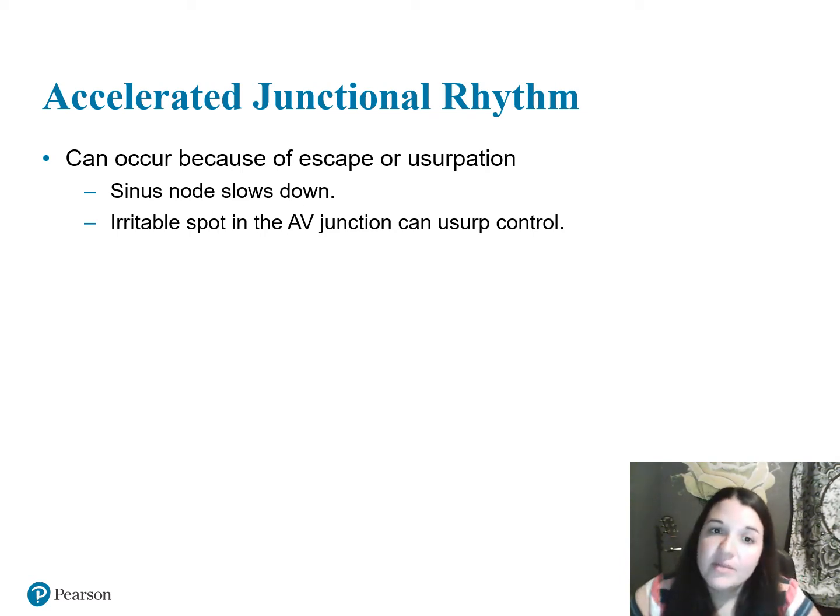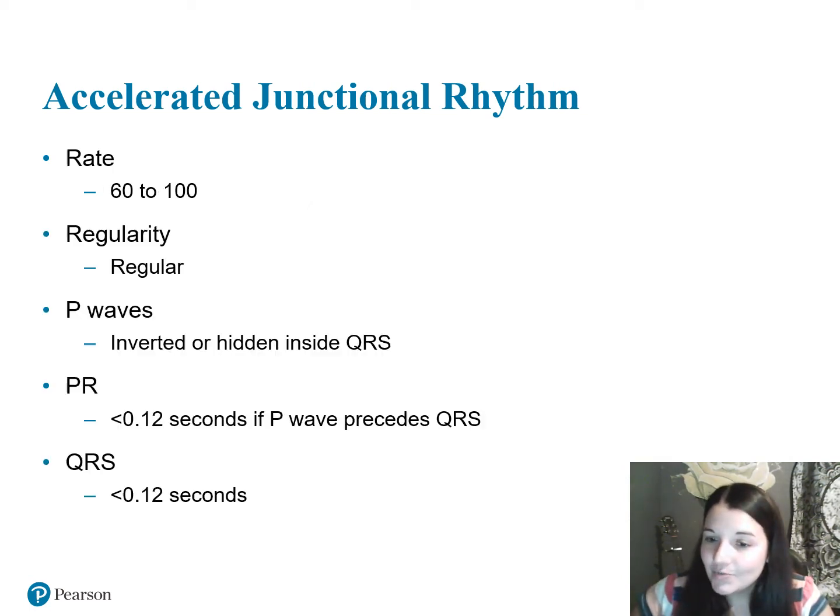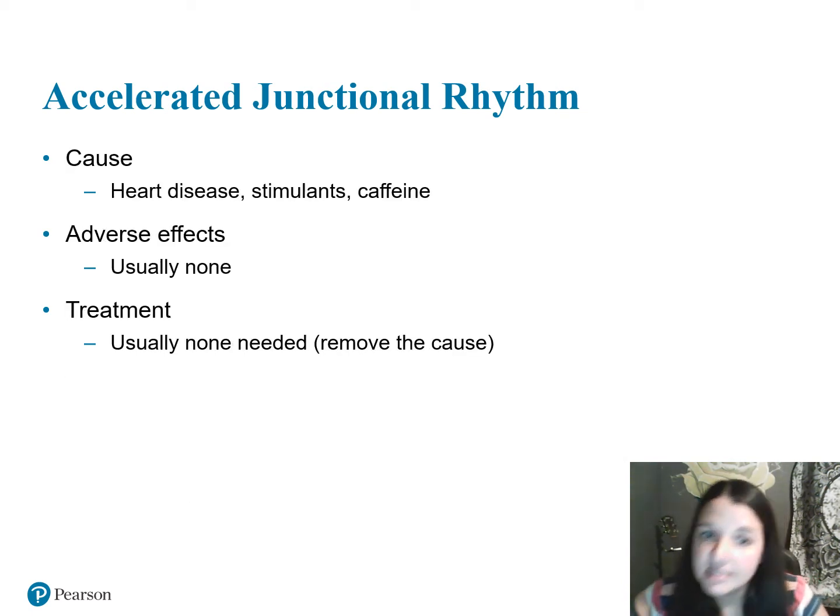rhythm. Remember that my junctional rhythms are only 40 to 60 beats per minute. So if it's a junctional bradycardia, my rate is going to be less than 40 beats per minute. But if it's a junctional rhythm, my rate is going to be between 40 to 60 beats per minute. So if I have an accelerated junctional rhythm, we can assume my rate is going to be more than 60, and in this case, 60 to 100. It's going to be regular, P waves inverted and hidden, PR less than 0.12 if before the QRS, and QRS as always less than 0.12.